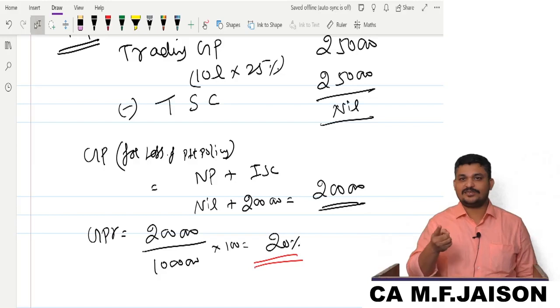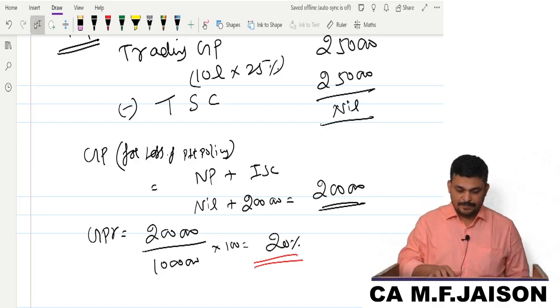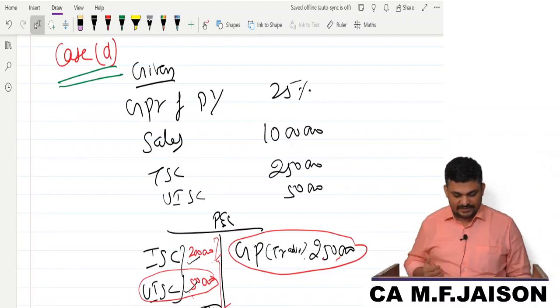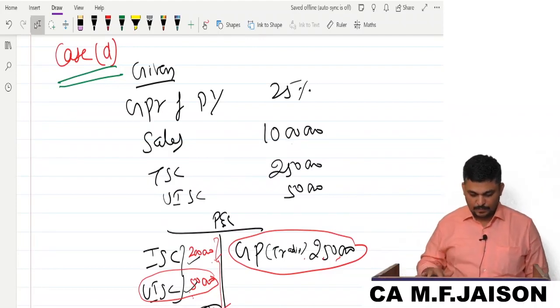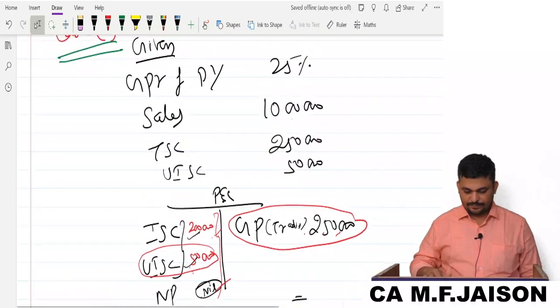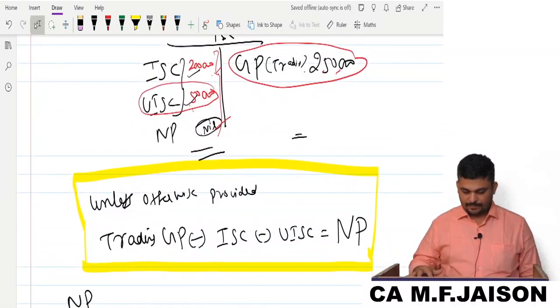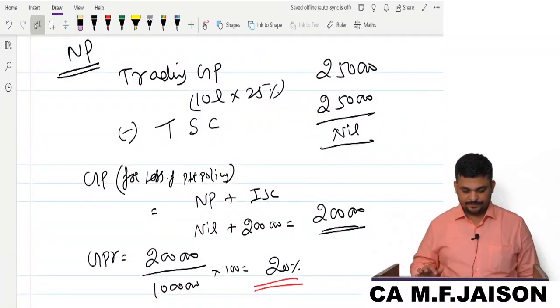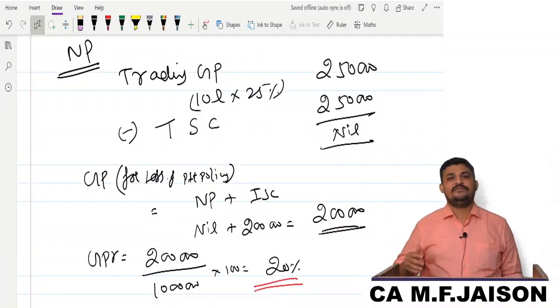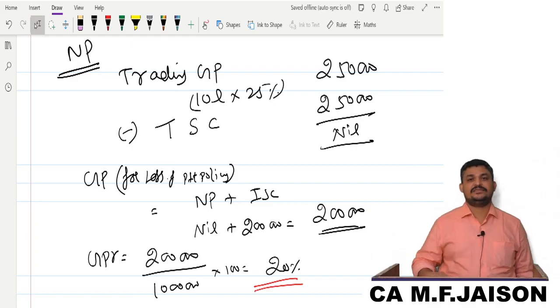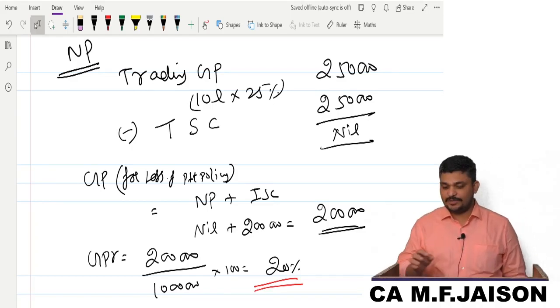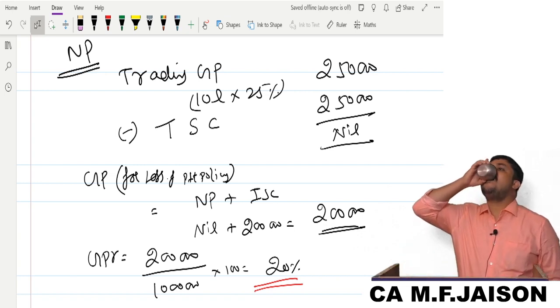I hope you understood. Yes, sir. Alternative presentation also understood? Yes, sir. Concept understood? Yes, sir. Okay. So copying slide. This is the copying slide. Okay, so finally we proceed to case E, the last case for this particular question. We are still on computing gross profit ratio, my dear friends.